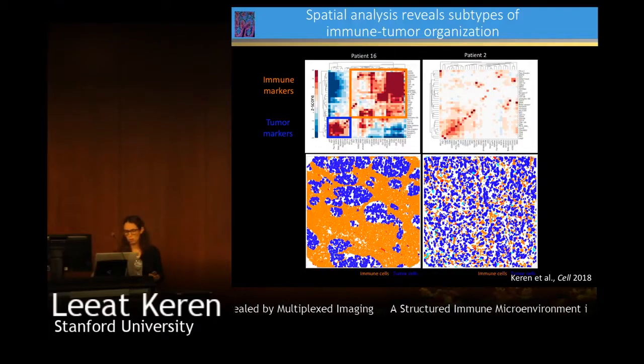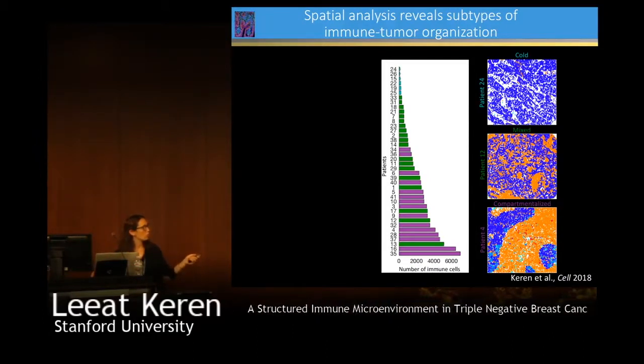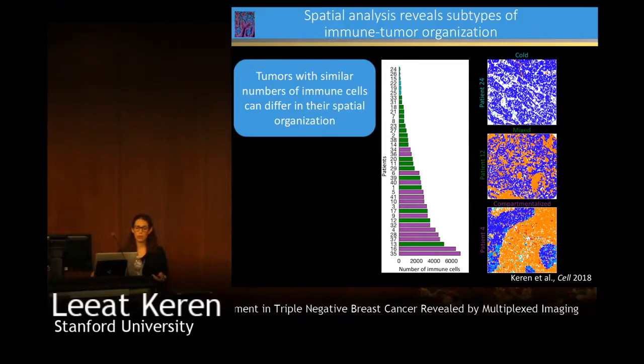And so we could then do this for all of our patients and stratify them into one of three phenotypes. What we termed cold: these are tumors that don't have any immune infiltrate. Mixed, where the immune cells are highly mixed with the tumor cells. And compartmentalized, where we find these compartments of tumor cells and immune cells with a very defined border between them. And it's important to note that tumors with a similar number of immune cells can differ in their spatial organization.